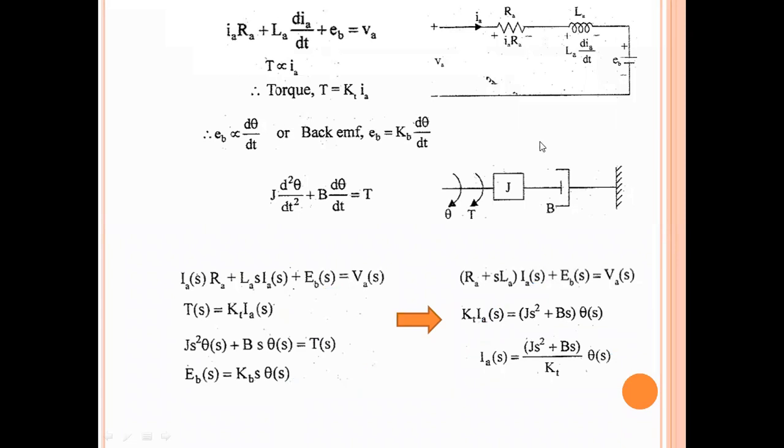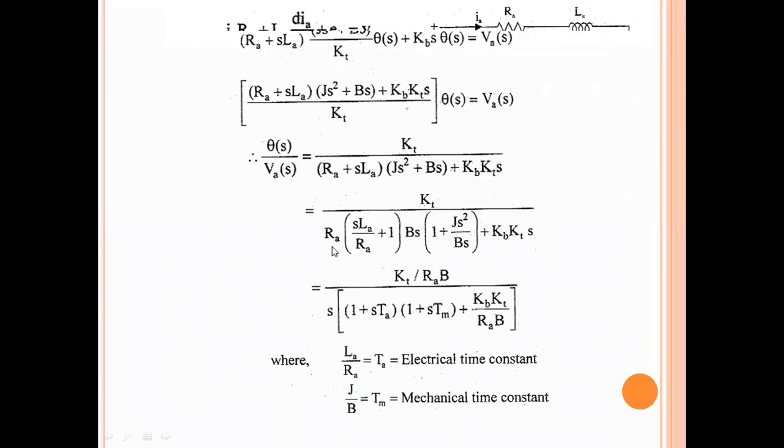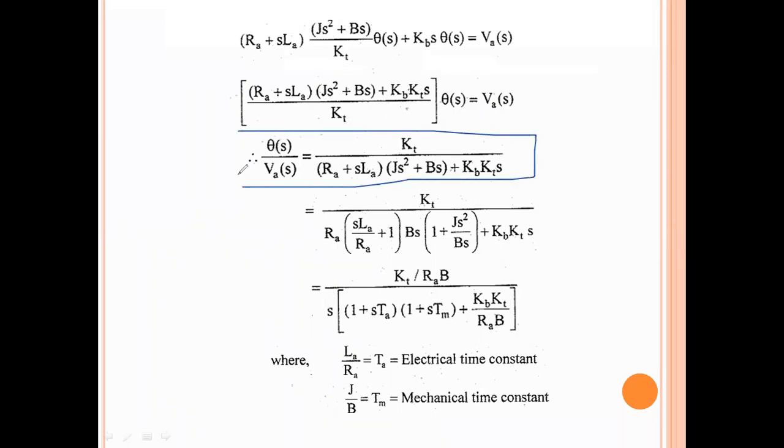So the resultant will be like this. Substitute and simplify. Then take out theta of S as common from this equation, because all the terms are having theta of S. So take out the common theta of S and write theta of S by VA of S, because we need theta of S by VA of S. So this will be our final transfer function of the armature controlled DC servo motor.